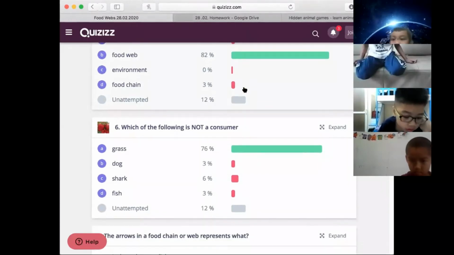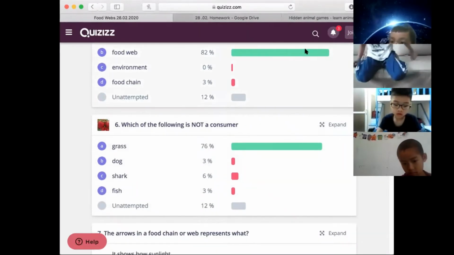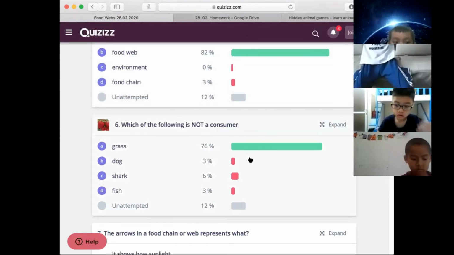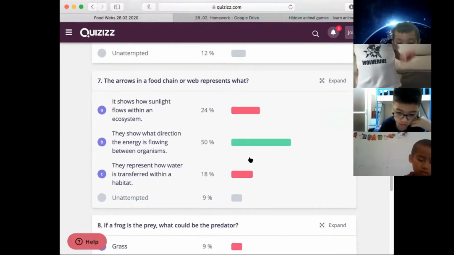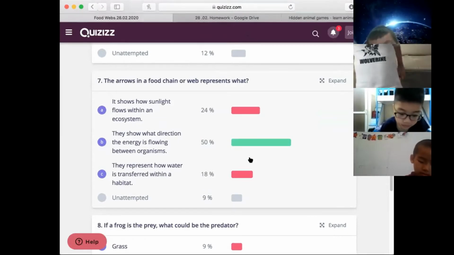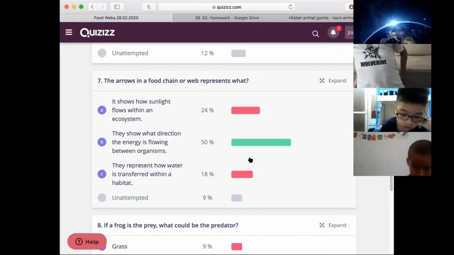Yes, you guys are so smart. Grass is a producer. It's green. It makes its own food. This one was a little more difficult. We didn't go over it in class, but I was hoping you guys could think really hard about it, and I see 50% of you got it right.